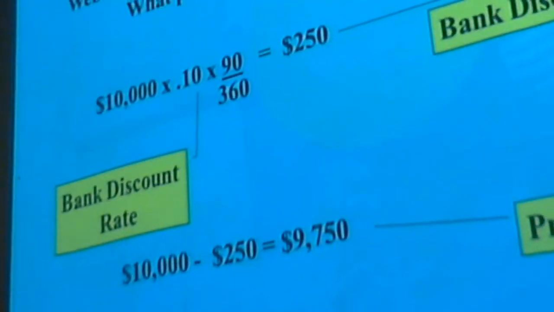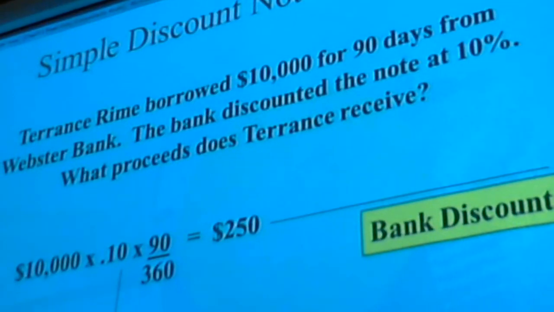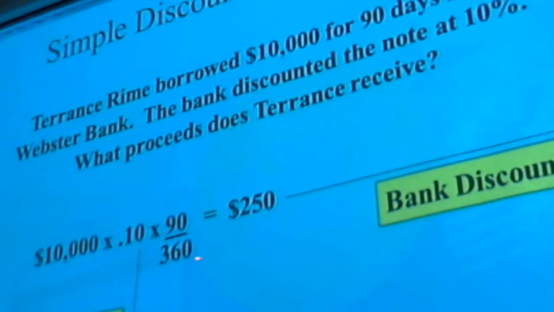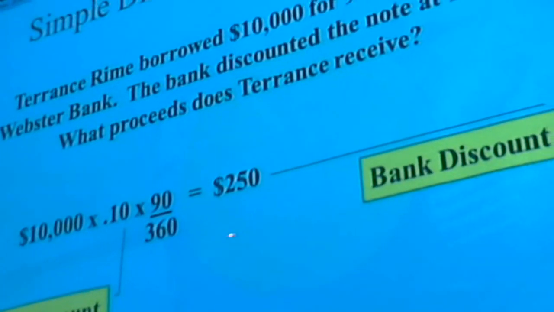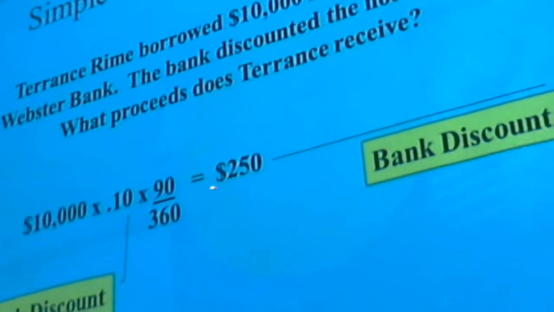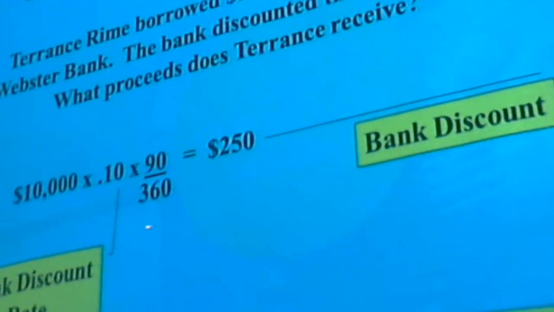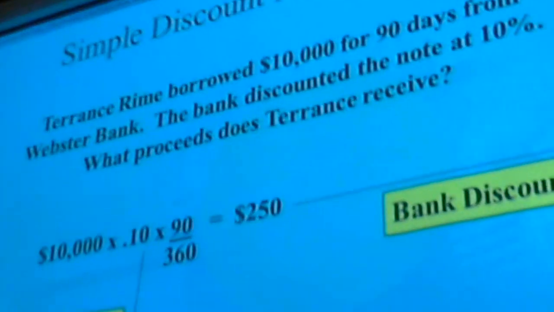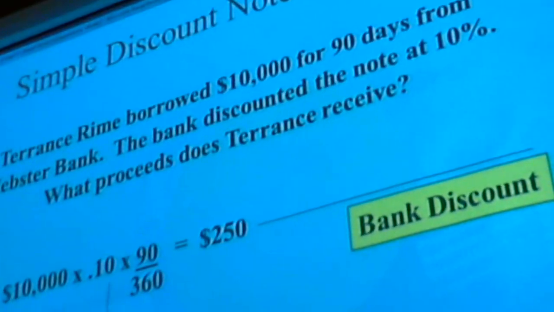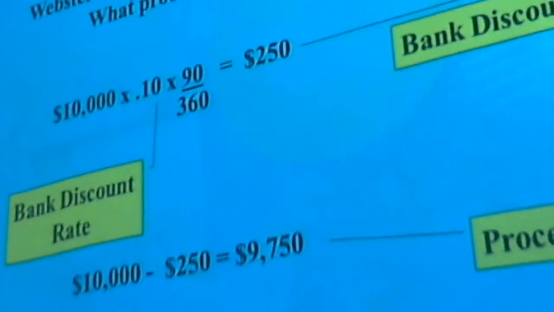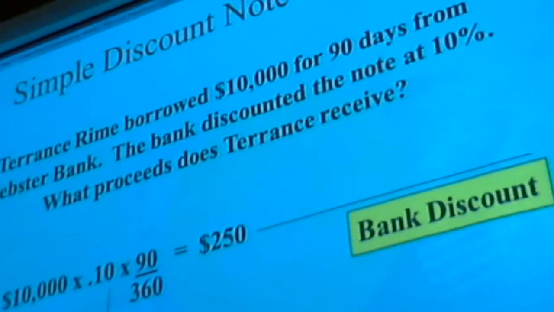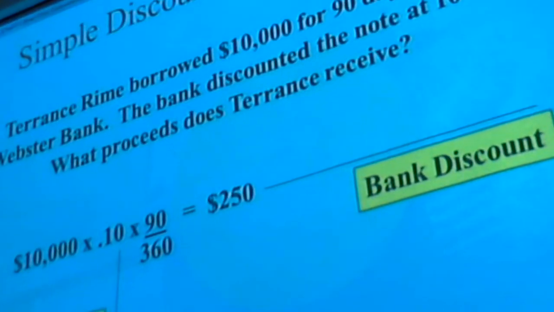They don't tell you that here in the problem. Now, if you have a quiz problem and they don't mention it, you're going to assume that you use 360 as the bottom number. Remember that for time. If it doesn't say, use ordinary interest, use 360. Unless it tells you exact, which is usually uncommon. Okay?